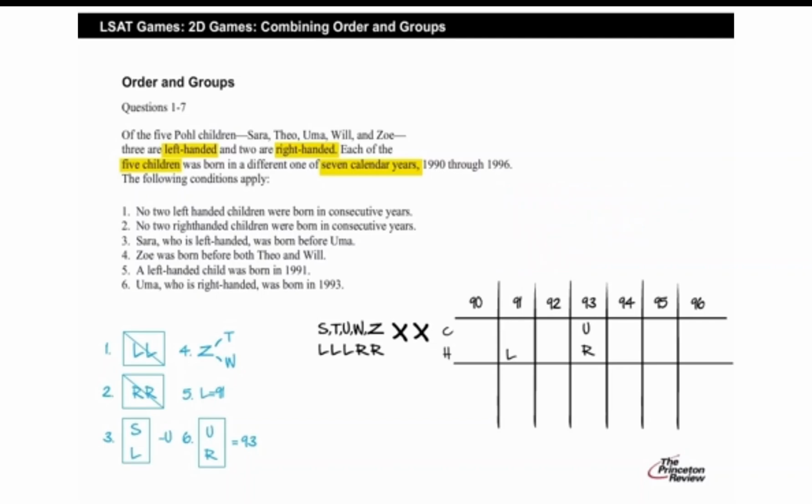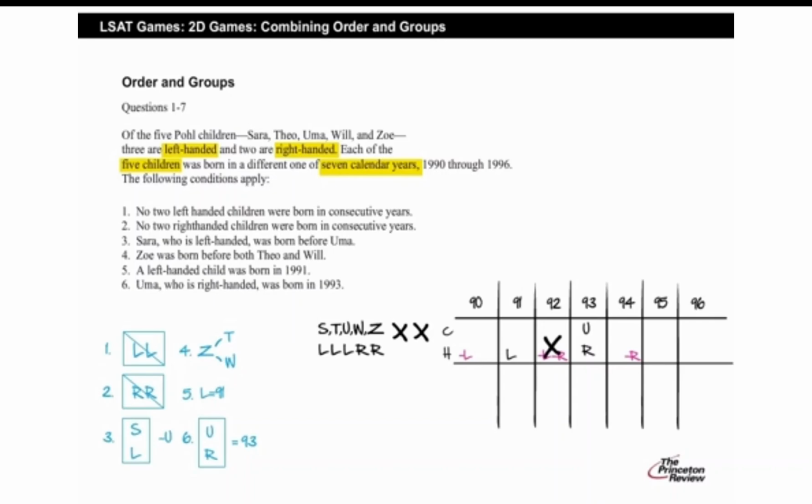Since a left-handed child was born in 91 and Uma, who is right-handed, was born in 93, clue number 1 and clue number 2 combined let you know that there can be neither a left-handed nor a right-handed child born in 92. There is also no left-handed child in 90 and no right-handed child in 94. Since 92 is neither left nor right, and every child needs to be either left or right-handed, you can block off all of 92 with one of your 2 X's.